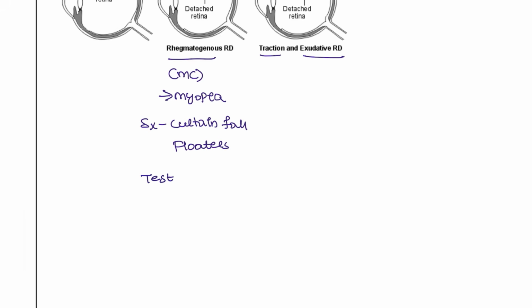And on the test there will be tobacco smoke appearances, you are going to see, and Marcus Gunn pupils also present in this patient. Whereas the traction and exudative, traction is seen with diabetes mellitus, exudative is seen with any retinal disorders, any retinal diseases, and both of these are very rare.